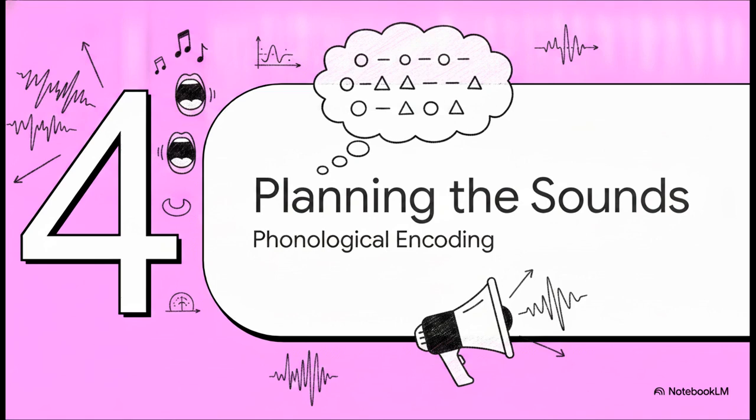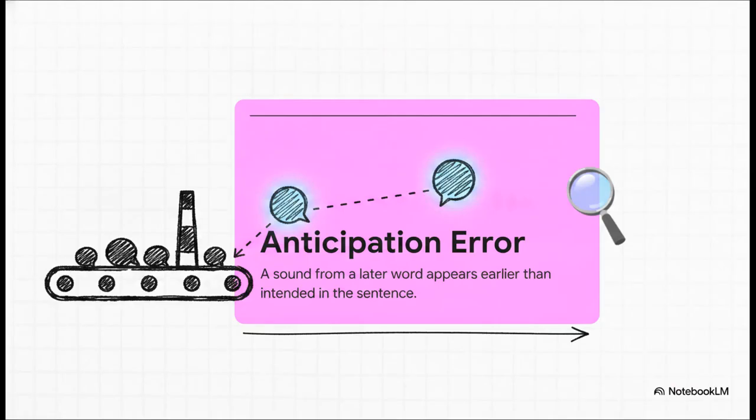Section 4. Planning the sounds. So we've got our words and we've got our grammatical structure. Next, we shift gears to the final internal planning phase, where the brain selects and orders the exact phonetic sounds required. And just like with syntax, the phonological department has its own unique assembly line errors. One of the most fascinating is the anticipation error.